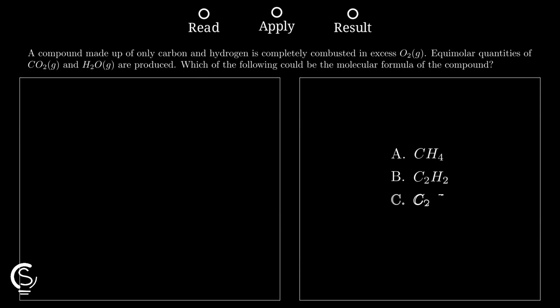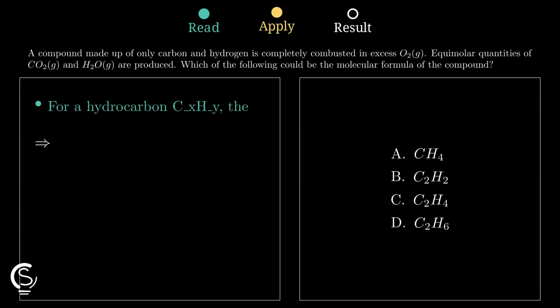Start by looking at the combustion products because the problem says we have equimolar amounts of carbon dioxide and water. This means the ratio of carbon dioxide to water is exactly 1. Since every water molecule has 2 hydrogen atoms, an equal molar ratio means there must be twice as many hydrogen atoms as carbon atoms in our original unknown hydrocarbon compound formula.